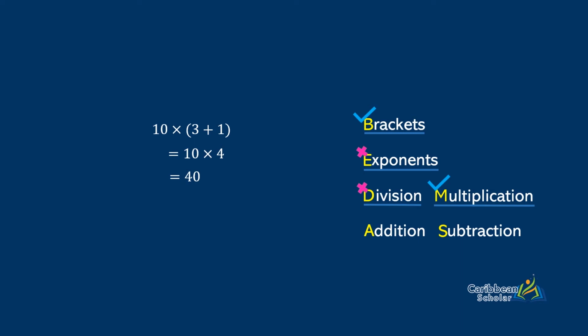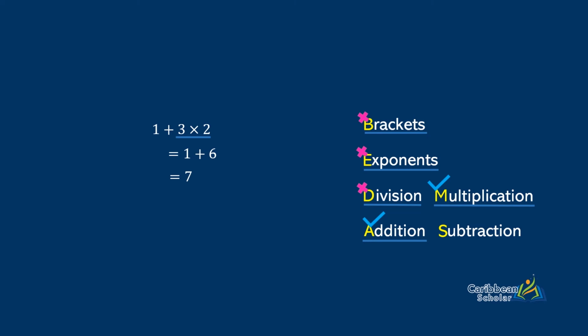Now let's do 1 plus 3 times 2. First, we check for brackets, no brackets. Then we check for exponents, no exponents either. And then we check for division, no division either. So we just do the multiplication. We multiply 3 by 2, that gives us 6. So we have 1 plus 6, and doing our addition gives us the final answer of 7. 7 is the correct answer for this question.